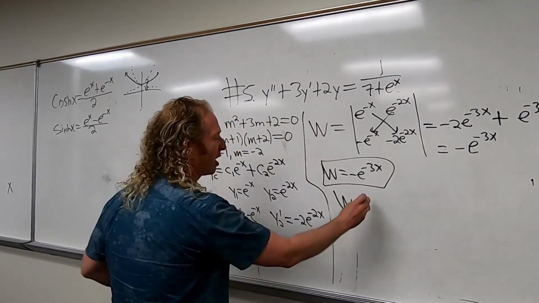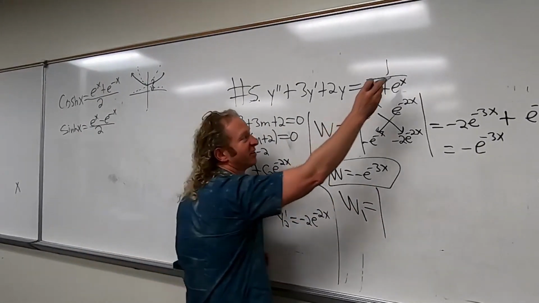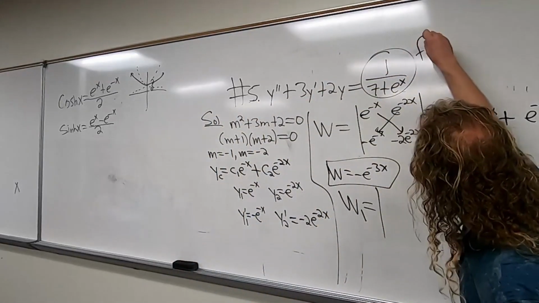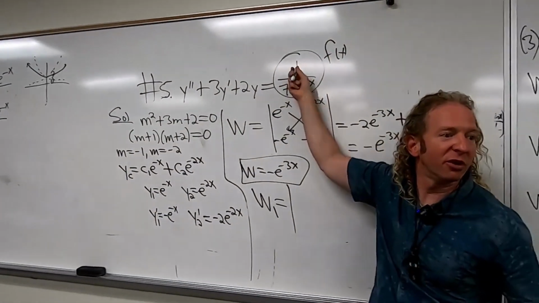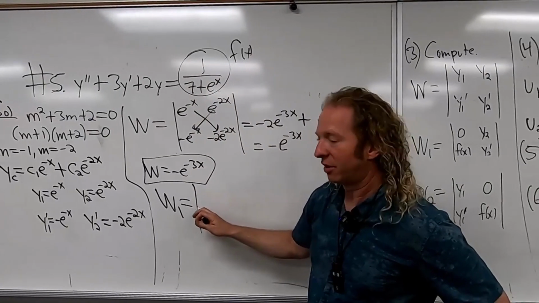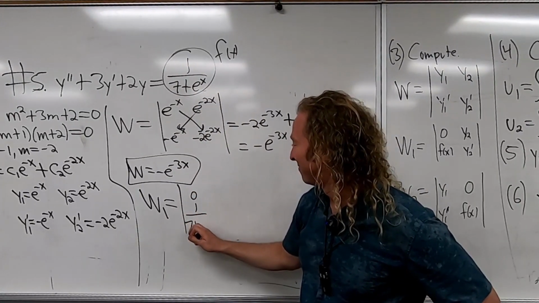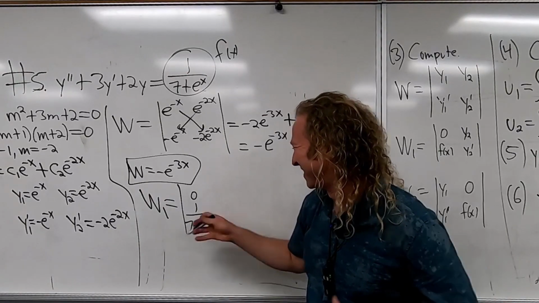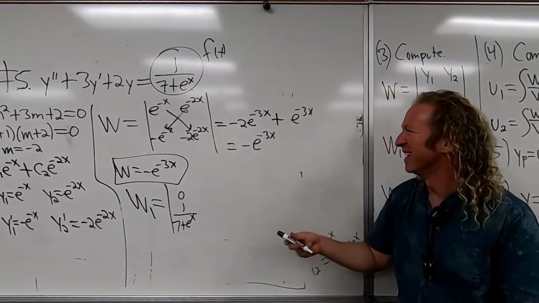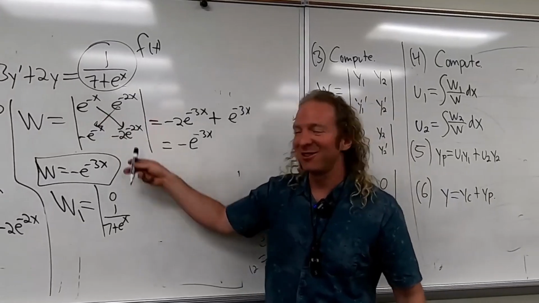So we replace the first column with 0 and f of x. So this beautiful thing is our f of x, right? So it's 0 and this. It's not that bad. It gets worse. So 7 plus e to the x, sorry, I can't wait. It does get worse. So replace the first column, and then you have, it's good though.